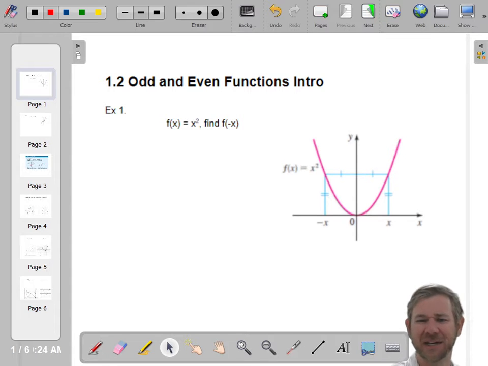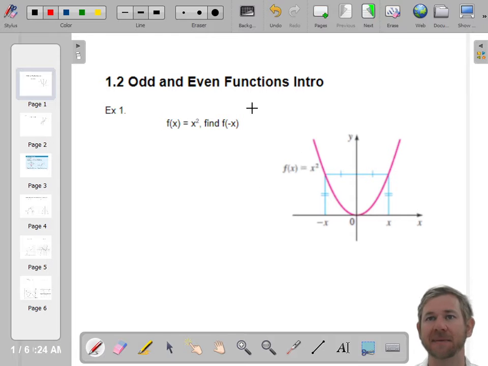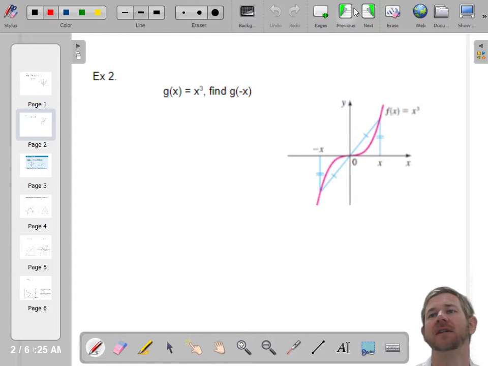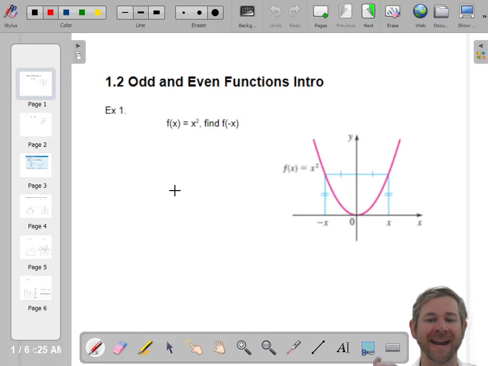Hello everyone, let's talk about odd and even functions. So the first thing, I've got an example of an odd function and an even function here. This one's even. I'm going to show you how to algebraically determine if something is odd or even, and then we'll talk about what happens in the graph.